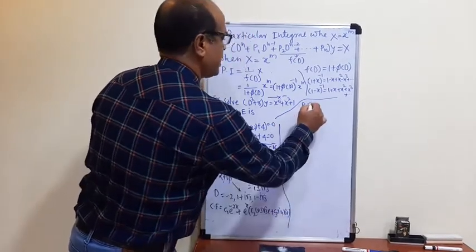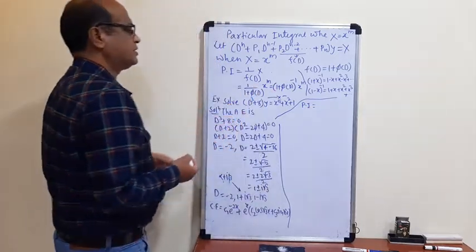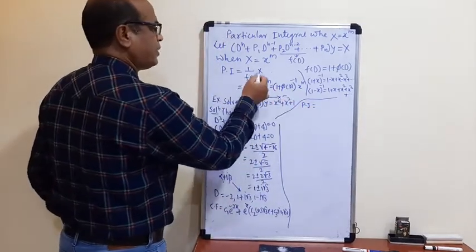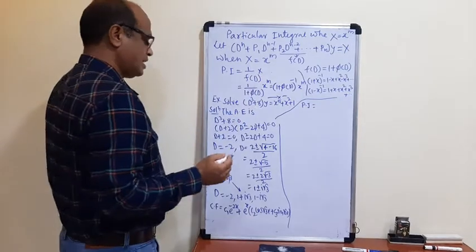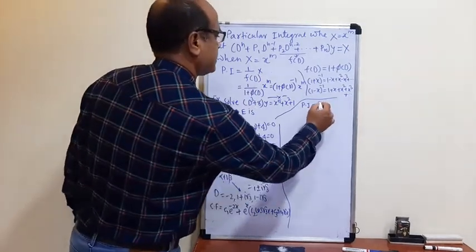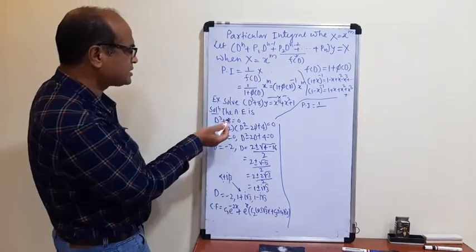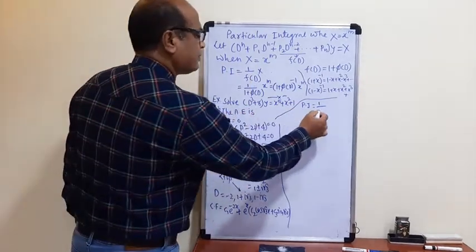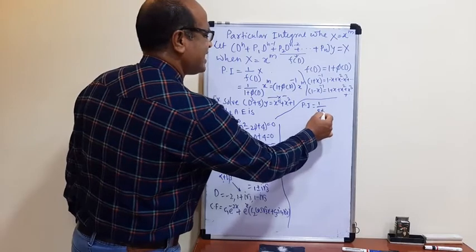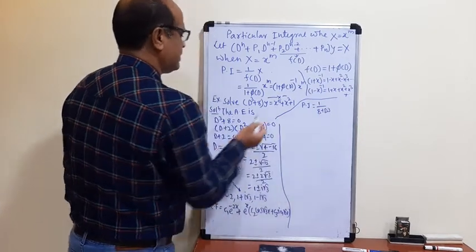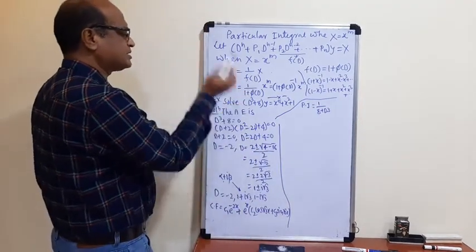What is the particular integral? PI is equal to 1 upon f of D, applied to X. Okay, so then what happened here? So that is 1 upon f of D. What is f of D? f of D is this: D cube plus 8. We write this 8 plus D cube. Okay, f of D is this.